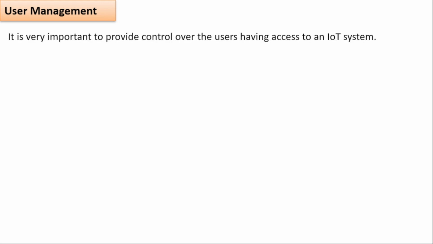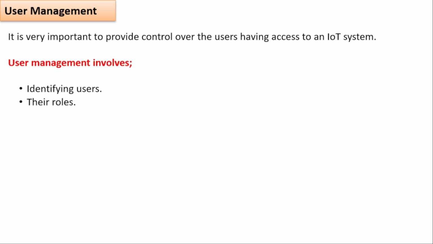Effectively managing users is crucial to maintain control over access within an IoT system. User management encompasses several key elements, including user identification, identifying individual users within the system, roles and access levels, assigning specific roles and determining access levels for each user, ownership attribution, establishing ownership rights and responsibilities within the system.